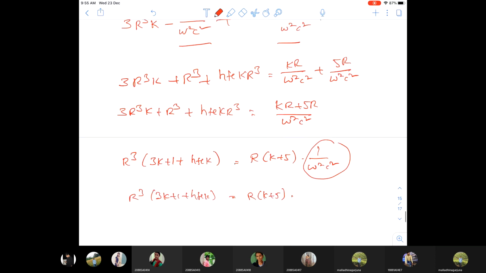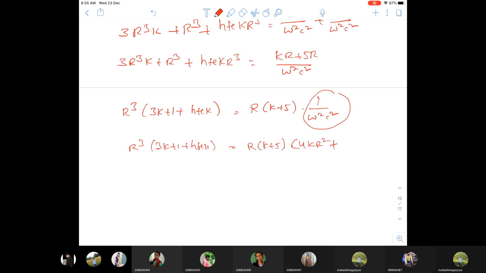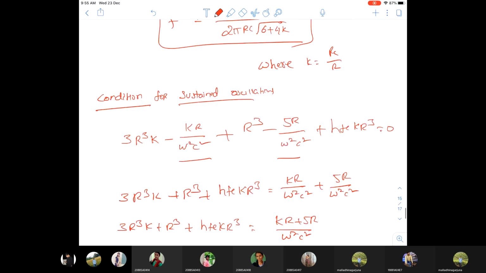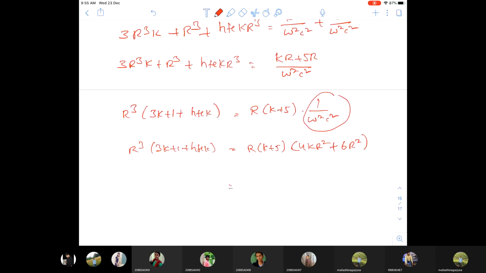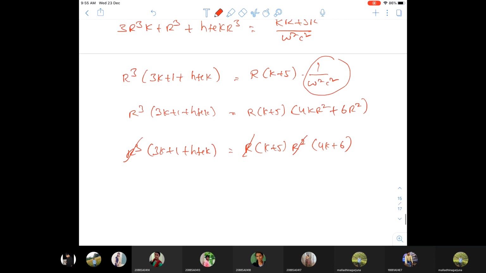You can come to 4k r square plus 6r square, 4r square plus 6r square. Into r into k plus 5, take 4r square as common, 4k plus 6. So this is r cube, 3k plus 1 plus hfe k. So r into r square, r cube, that becomes cancelled with r cube. So r cube gets cancelled. 3k plus 1 plus hfe k equal to, multiply.